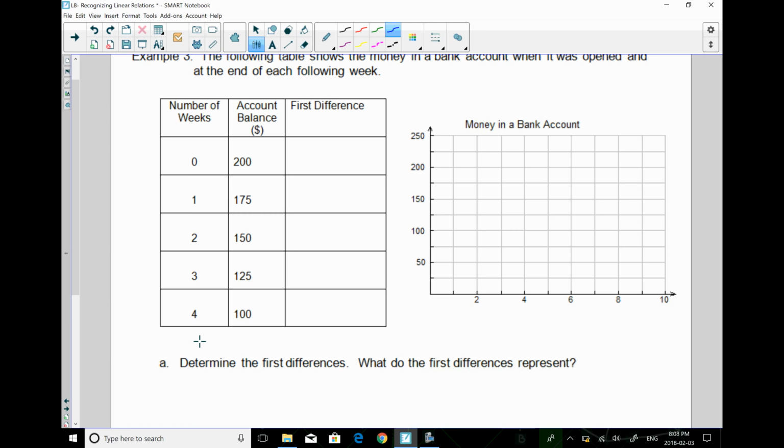This is the number of weeks that are going by, and this is the account balance. So if I were to calculate the first difference, these go up by 1 each time. So every week, I'll find out what's happening to the bank account. So we always subtract from bottom to top. Oh, I'm going to find out I get a negative answer here. So that tells me that money's being taken out of the account. That means this graph is going to be going down.